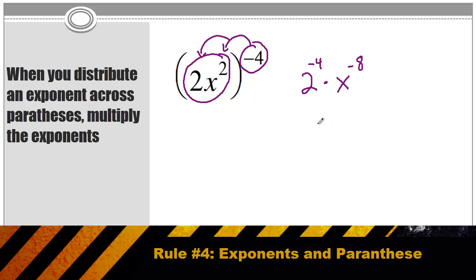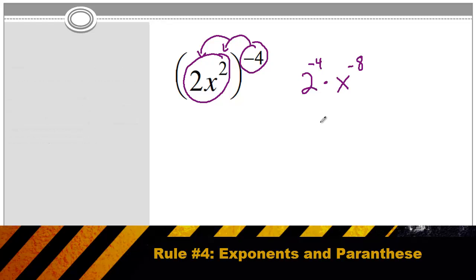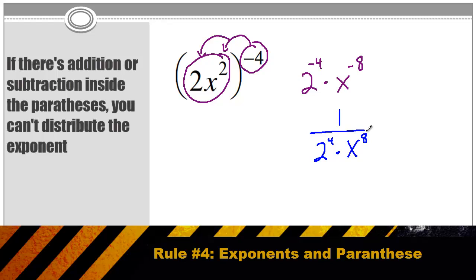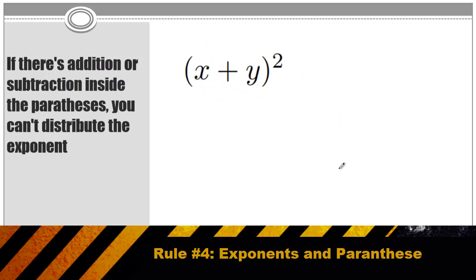Then, because my exponents are negative, I'm going to put my numbers and my variable at the bottom of a fraction. So my final answer is 1 over 2 to the 4th times x to the 8th. The rule of multiplying and distributing your exponent across a parentheses does not apply when you have an addition or subtraction sign inside the parentheses.